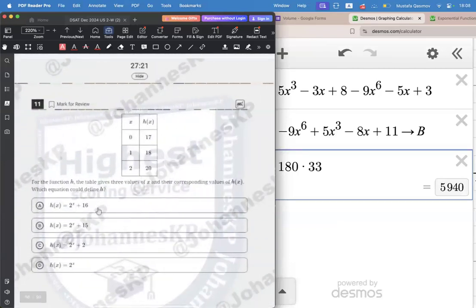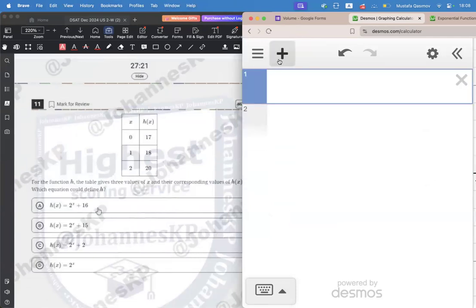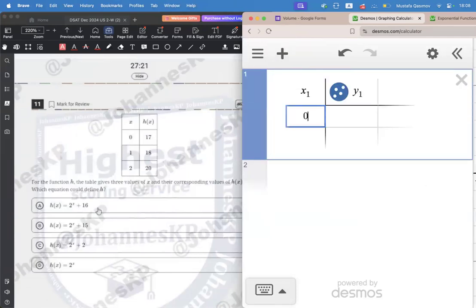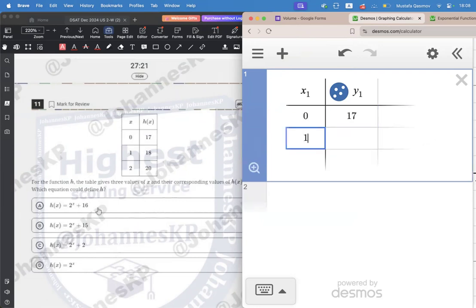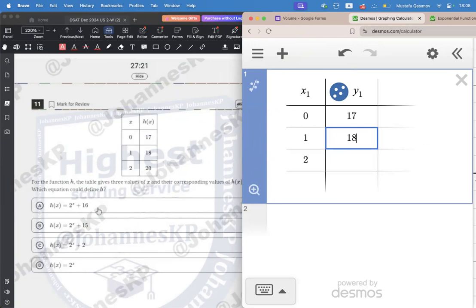This one just use table. 0, 17, 1, 2, 18 and 20. Then write this form here.